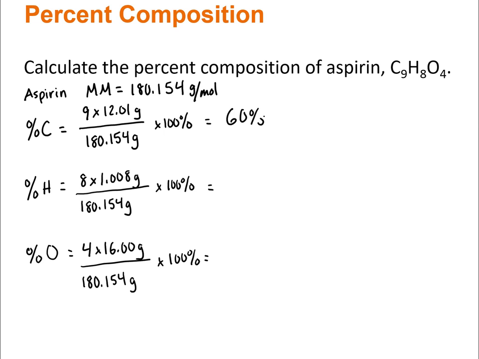So you should get somewhere in the ballpark of 60% carbon, 4.5% hydrogen, and 36% oxygen. The total should be about 100%. So if it's 100.5, 100.3, that's fine. As long as it's not like 110%, you're good to go.